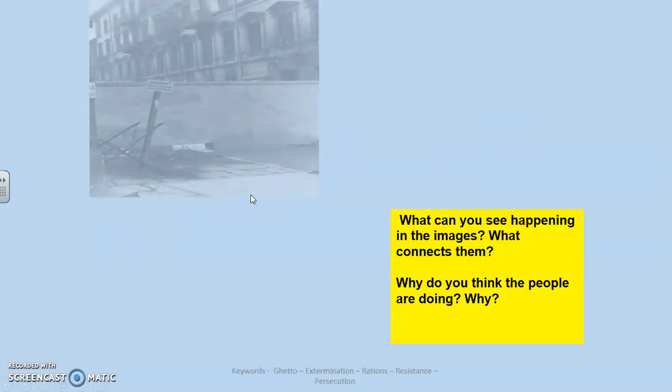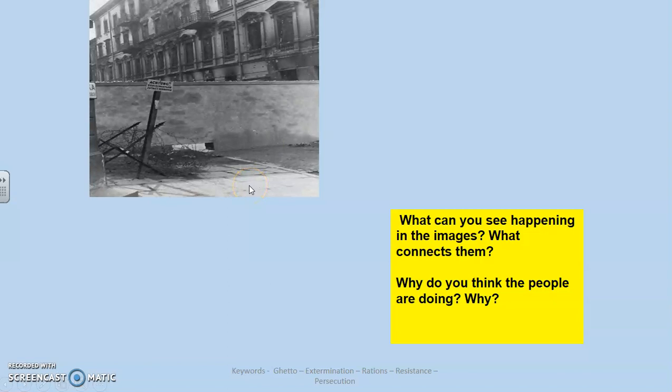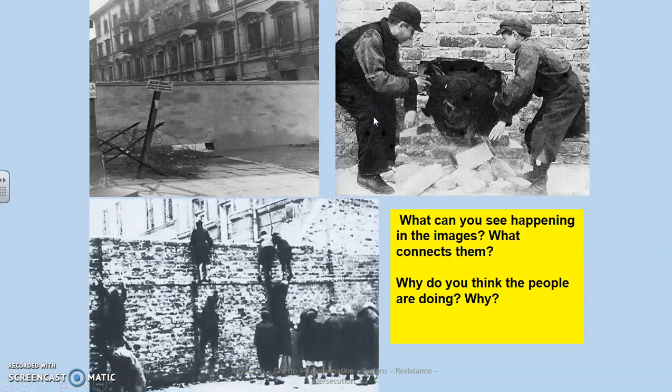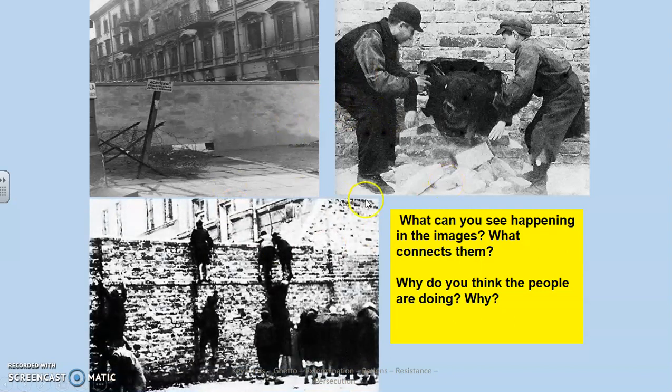So here you can see a series of images from a ghetto in World War II. You can see walls, you can see people escaping. Have a look at these images. What can you see? What connects these images? Why do you think these people are doing this?